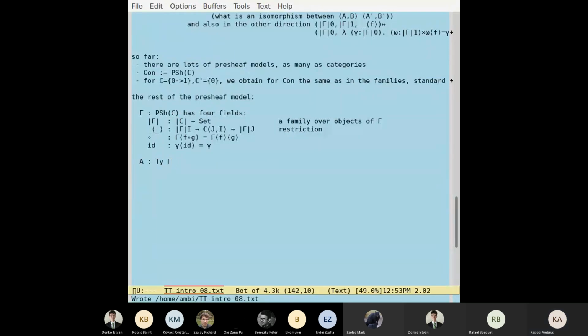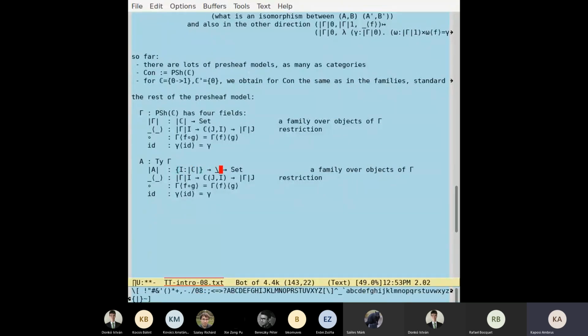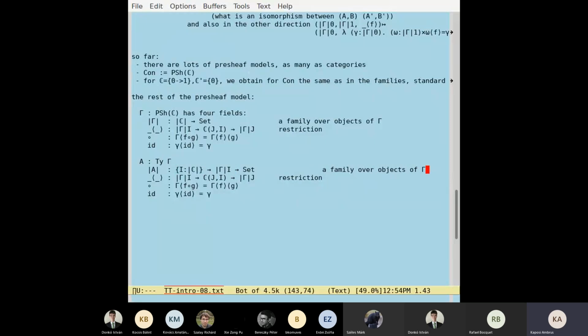At least for me, the simplest way to think about this is to define it component-wise as well. So now A will again have four fields, but they will be named by A. So A is not simply a set over C, it also needs to depend on gamma because we have dependent types. So how do we do A? We say that for any I in C and for any gamma at I we get a set.